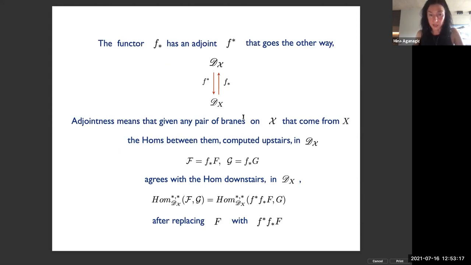And this functor has an adjoint that goes the other way that corresponds to tensoring with the structure sheaf of the core and restricting. Adjointness means the usual thing: for any pair of brains on the big X that come from the small X, the homs between them computed upstairs agree with the homs downstairs, provided you take the F brain and replace it by a brain that you get by sending it up and then back down.